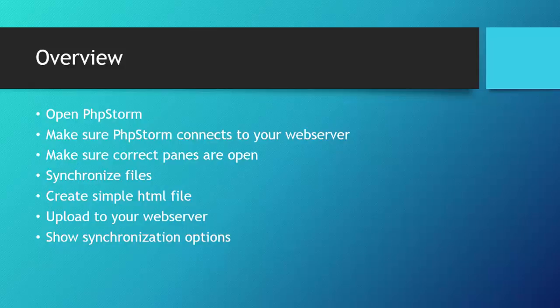We'll make sure PhpStorm connects to your web server, which should be done from the previous video. Then we'll make sure the correct panes are open. That way we can see what files are on the server, what files are on our local computer. We'll synchronize the files so that way we have the same files on the web server and on the local computer. We'll create a simple HTML file inside of PhpStorm. We'll upload that file to your web server, and then we'll show some synchronization options.